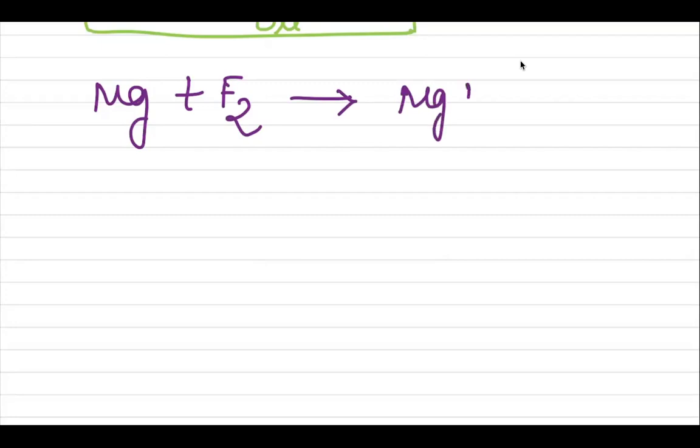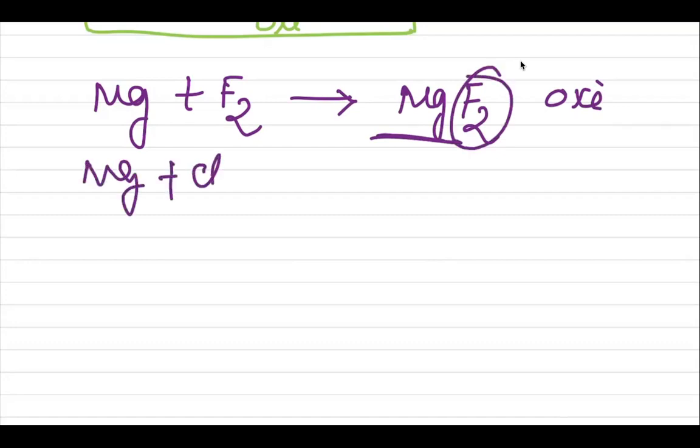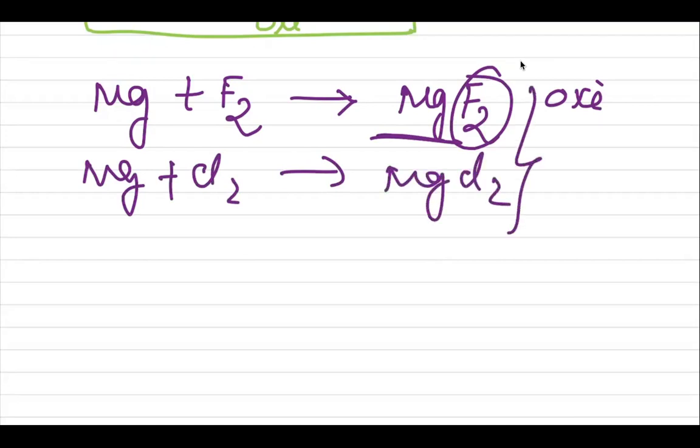Now tell me this one. Suppose magnesium is reacting with fluorine. Fluorine is a very electronegative atom. When magnesium reacts with fluorine, it forms MgF2. So this is oxidation because of addition of an electronegative atom. If we consider magnesium reacting with chlorine and it forms MgCl2, this is also an example of oxidation because of addition of electronegative atoms.